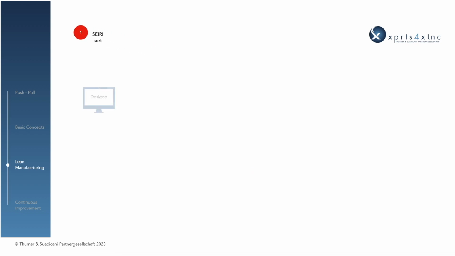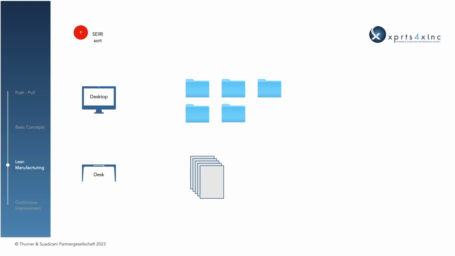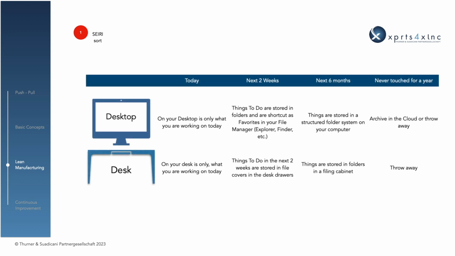Let's start with seiri, sorting. Here you first sort all things according to when and how often you use them. The same rules apply to your computer desktop and to your physical desk. On your desktop is only what you are working on today. On your desk is only what you are working on today. Desktop: things to do in the next 2 weeks are stored in folders and are shortcut as favorites in your file manager. Desk: things to do in the next 2 weeks are stored in file covers in the desk drawers.